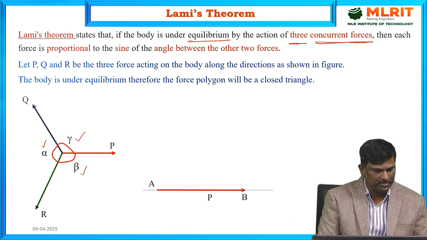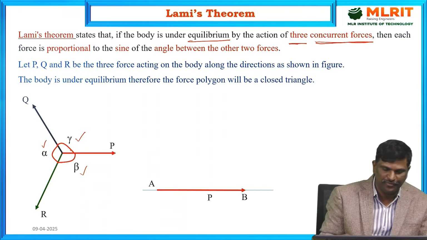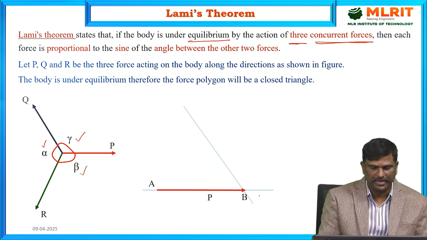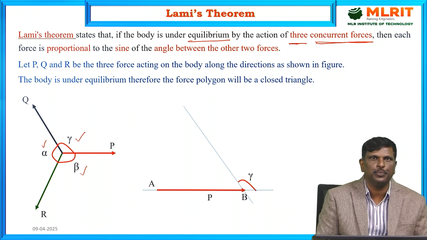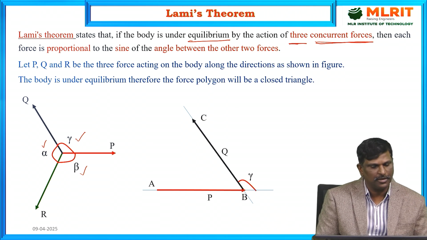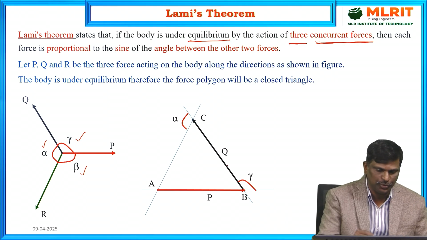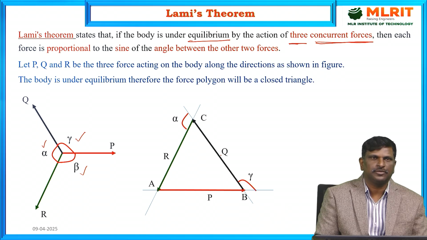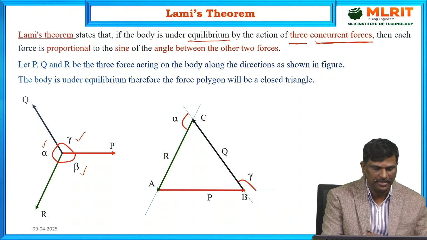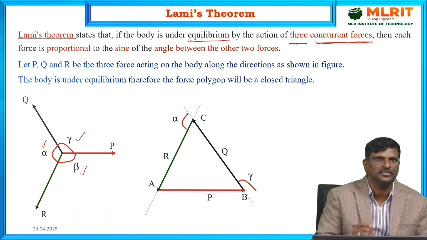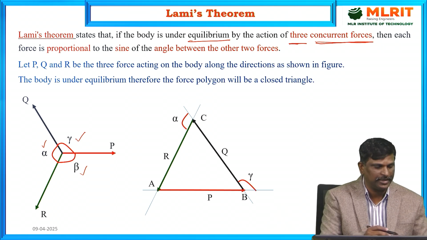AB is representing the force P in both magnitude and direction. Now Q is making an angle of gamma with P. So draw a line making angle gamma and then cut it with the same length as Q by taking some scale, and then draw another line which is making an angle alpha with the line Q, and draw the line which is representing the force R. Finally, we will get a closed triangle because these three forces are keeping the body under equilibrium. So we will get a closed triangle.